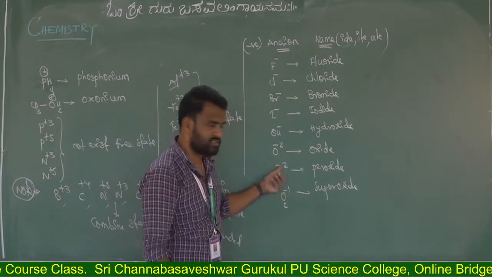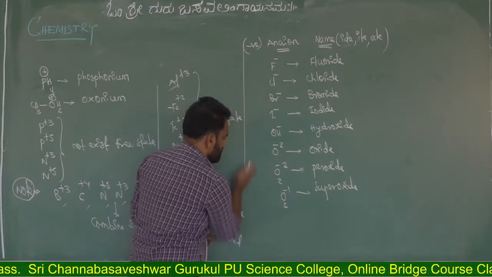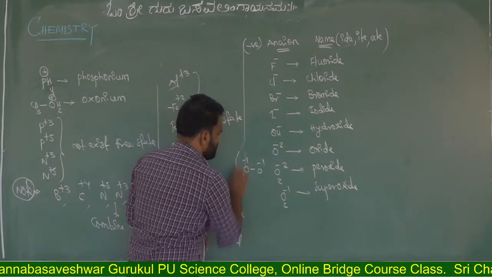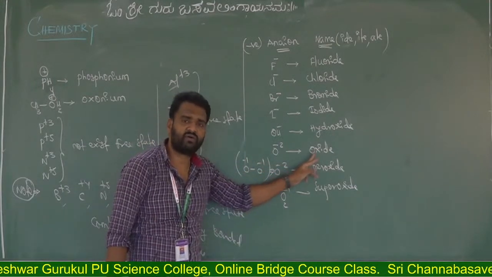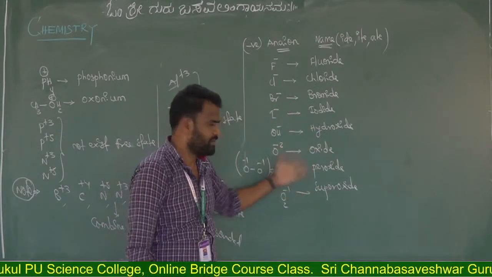Here on two oxygens there is -2. Means with respect to one oxygen, what will we get here? Charge: with respect to one oxygen, here O -1 and -1. This is what? Peroxide. Combinedly we write O2 minus 2, which is peroxide. Sodium peroxide, barium peroxide. Like that you will have the peroxides.